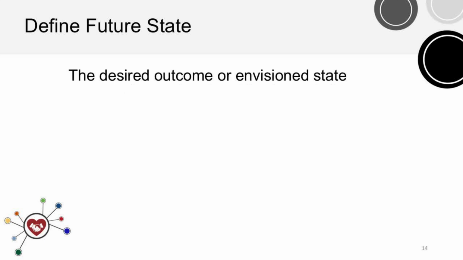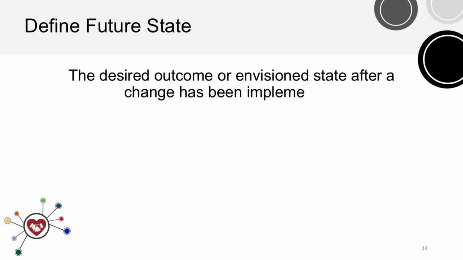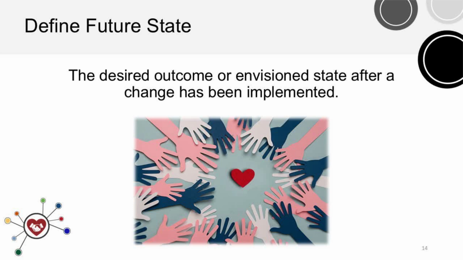Next, it is helpful to define our future state. A future state is the desired outcome after a change initiative has been implemented. It outlines how processes, systems, and behaviors should ideally look once the change has been fully adopted.